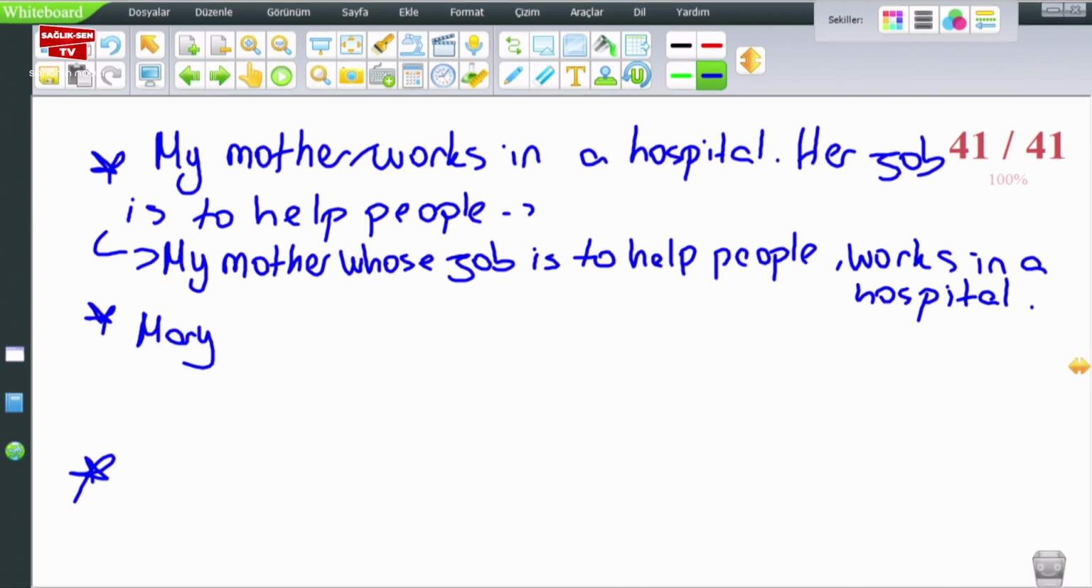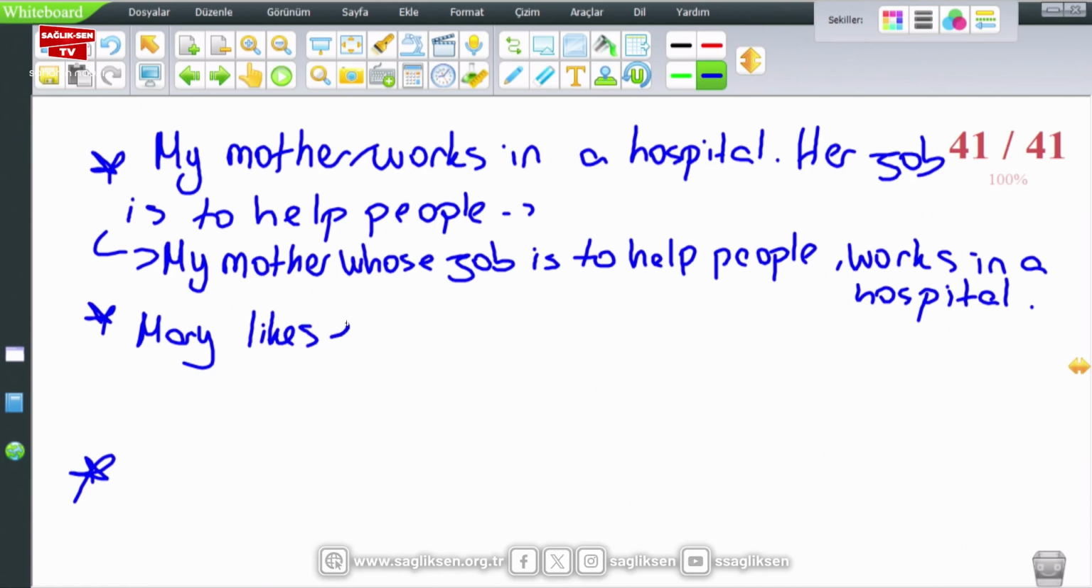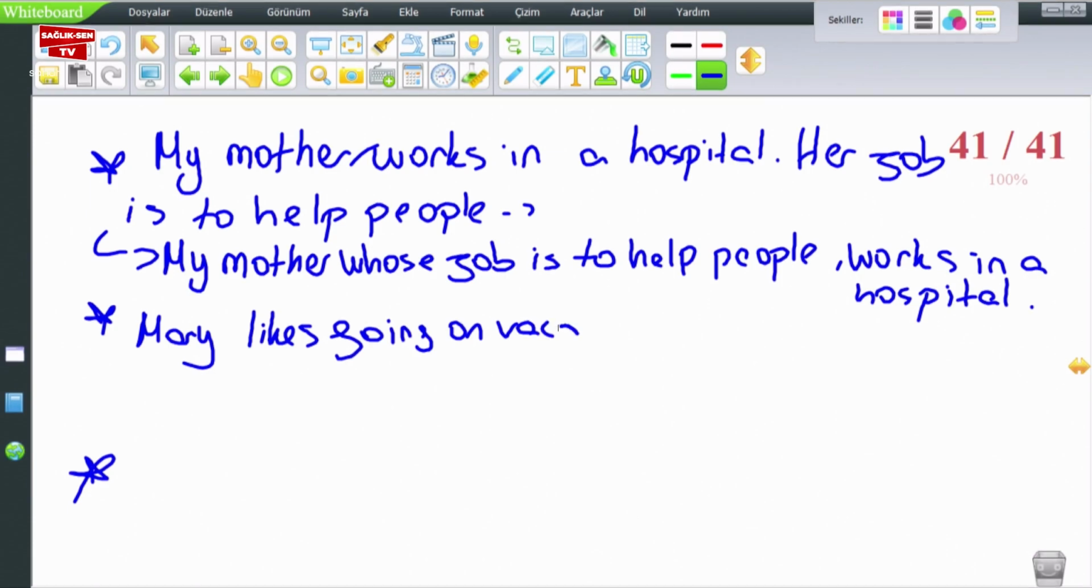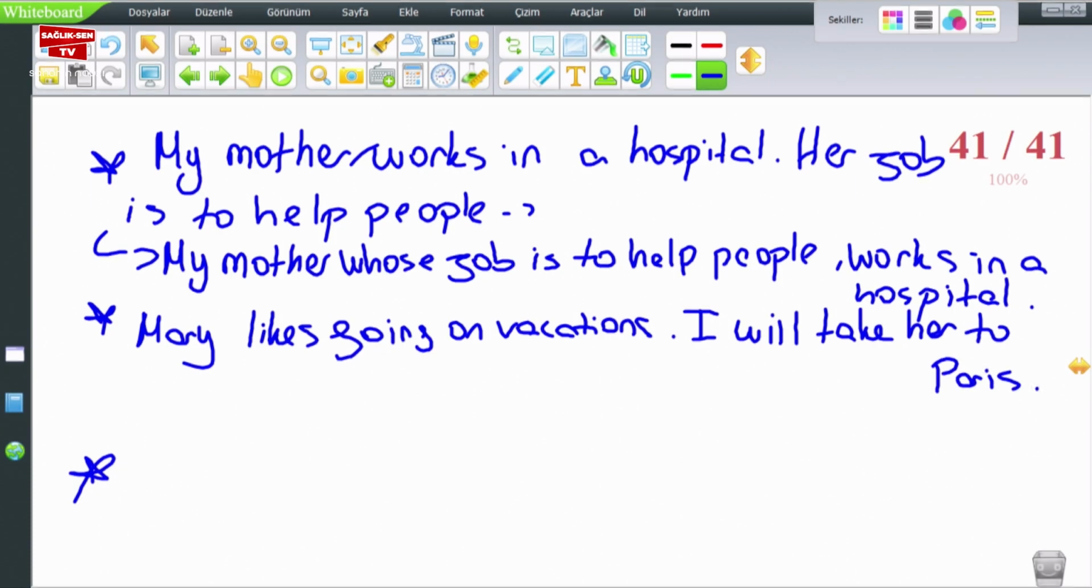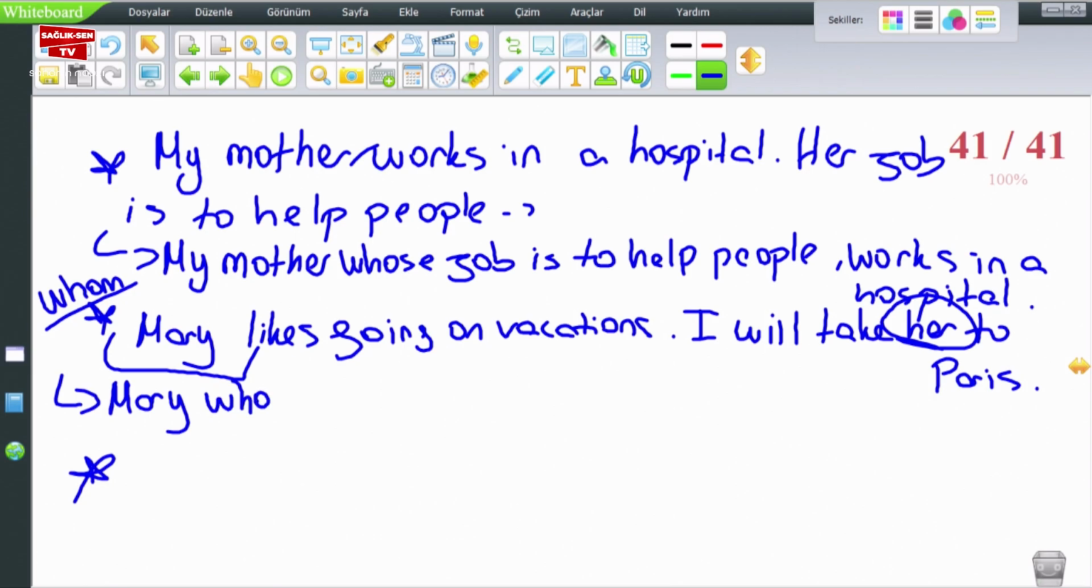Mary likes going on vacations. I will take her to Paris. In the first one, Mary is in the position of the subject of the sentence, and in the second one, it is in the object placement. So I will use whom relative pronoun to combine these two sentences. Mary, whom I will take to Paris. Then I go back to the first sentence where I left.